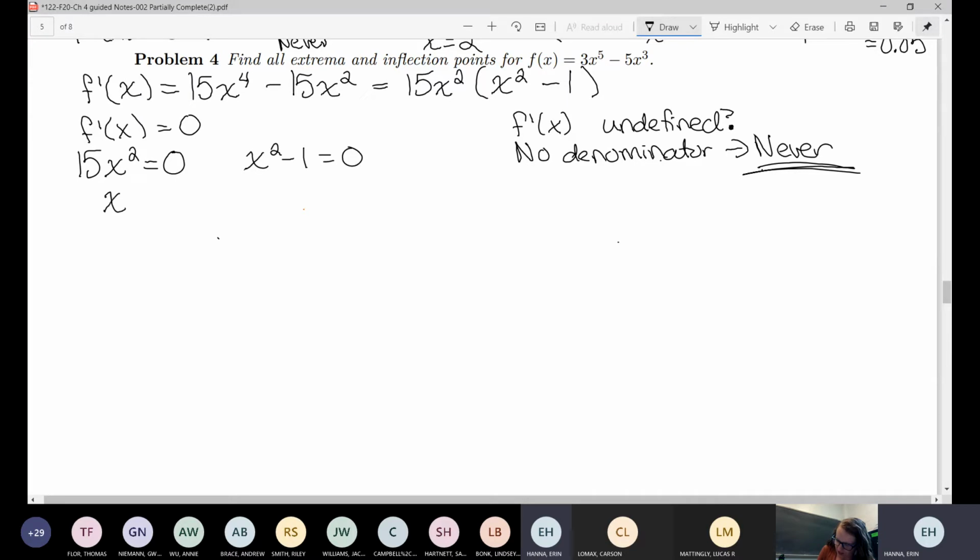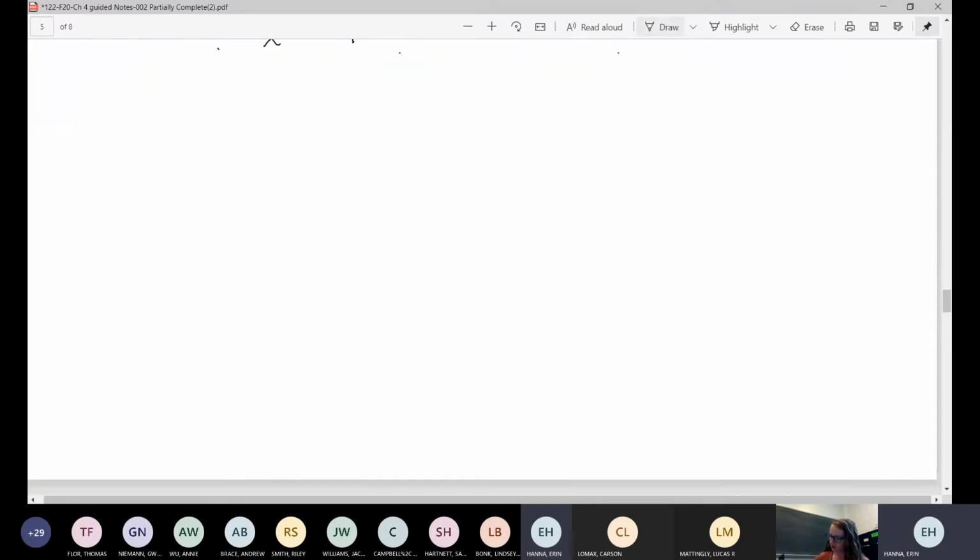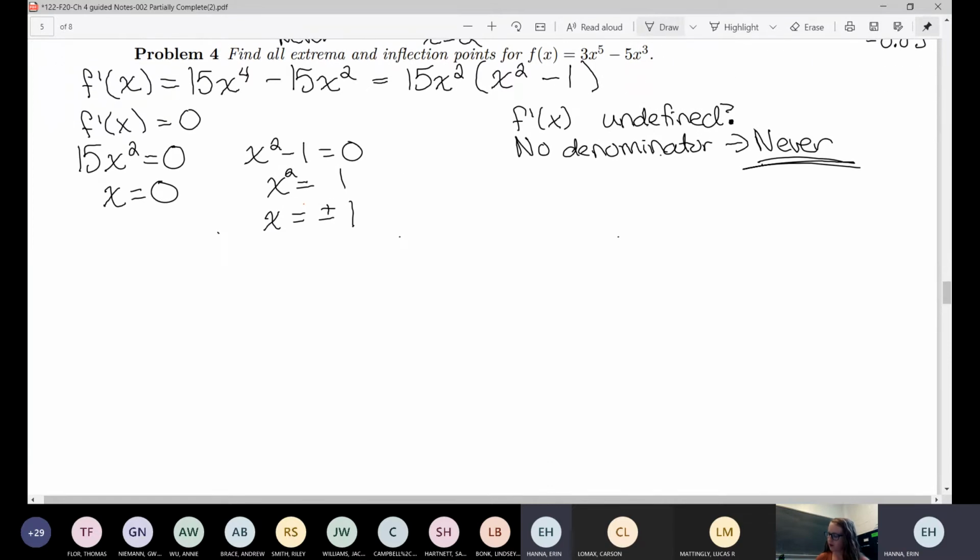But in this case, we have that x equals 0 from the 15x squared piece. And then we'd have x squared equals 1, so x would be either plus or minus 1. Remember, whenever you square root something, you pick up a plus or minus. Let me see how much space I have. Okay, I have way more space than the last one. So here we have 3 critical points that we need to test. Once we have the derivative, we set it equal to 0, and we found all the points, we gotta plop them onto a number line.